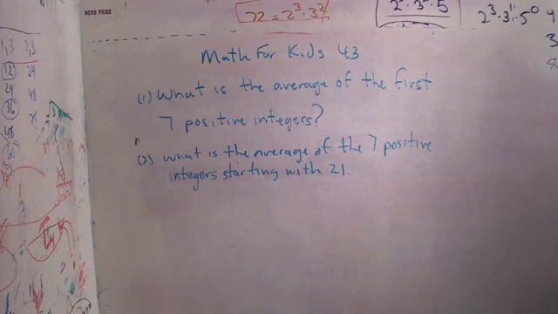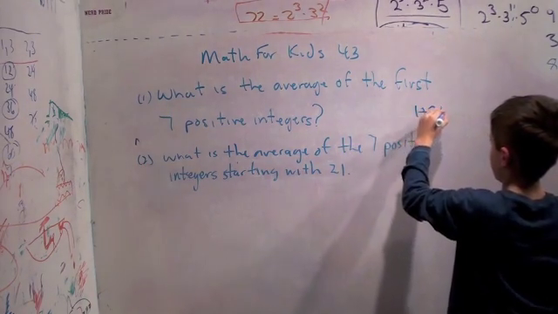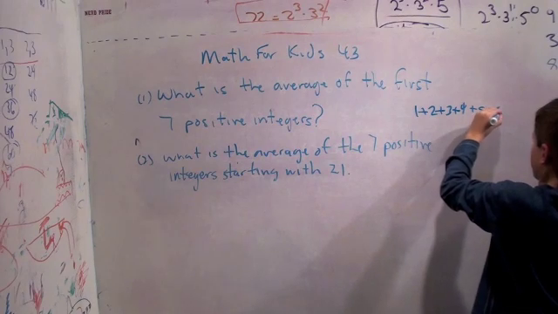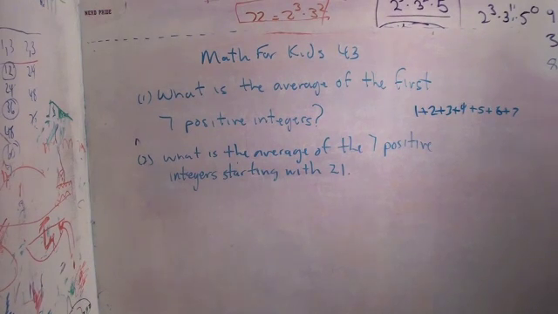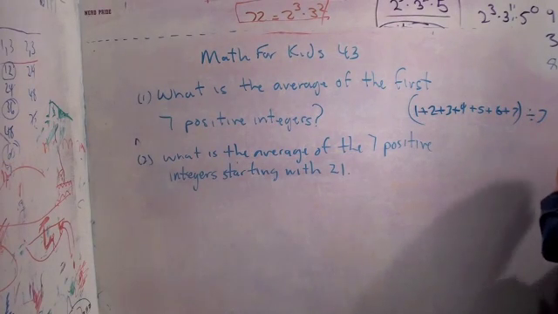First question, what is the average of the first 7 positive integers? Do you remember what average means? It means you sum up all the numbers that you have, and then you divide by the number of numbers. Alright, show me. The first 7 positive integers: 1 plus 2 plus 3 plus 4 plus 5 plus 6 plus 7. Or do we start with 0? No, it says first 7 positive integers, so you're right. And then this whole thing divided by 7.